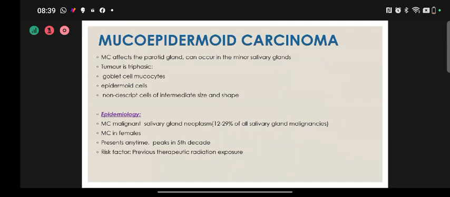It most commonly affects the parotid gland and it can also occur in minor salivary glands. It is usually a triphasic tumor which has goblet cell mucocytes, epidermoid cells, and nondescript cells of intermediate size and shape. On epidemiology, it is the most common salivary gland neoplasm. It is most commonly seen in females, can present anytime, but peaks in the 5th decade. The risk factor is previous radiation exposure.